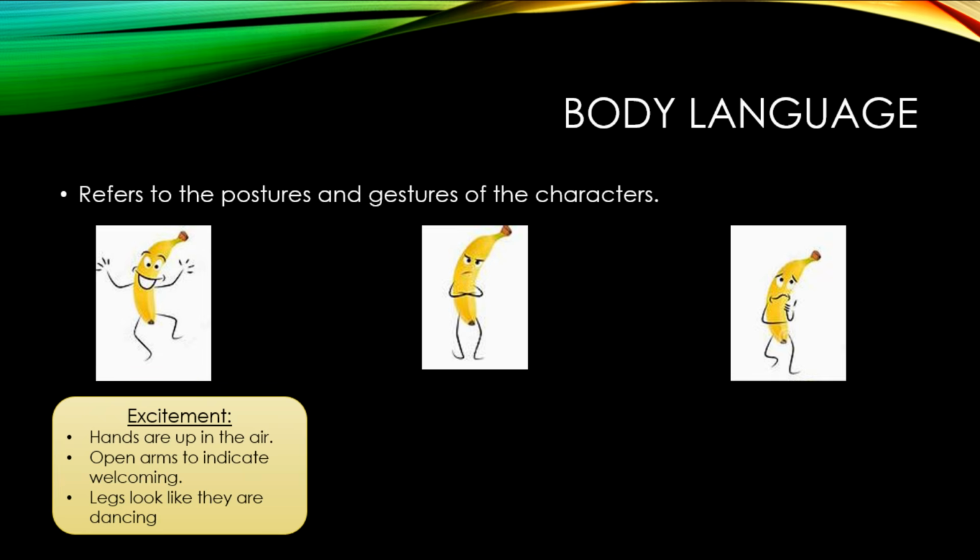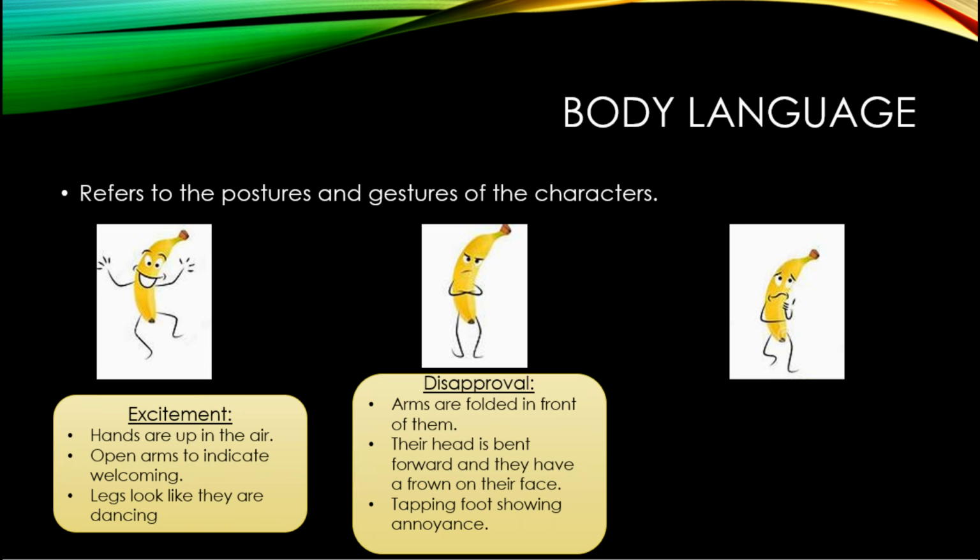And when you explain body language, you have to be as specific as that once again. The next one, can you think what he is doing? I think he is showing disapproval or annoyance, if you want to go that far. Arms are folded in front of them, so it's a closed posture. Their head is bent forward and they have a frown on their face, and a tapping foot shows annoyance.